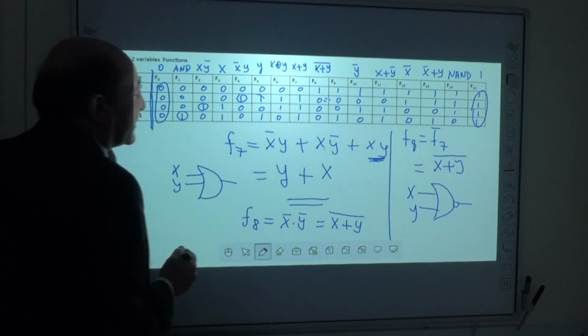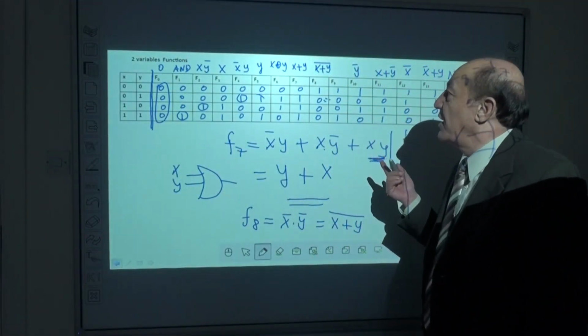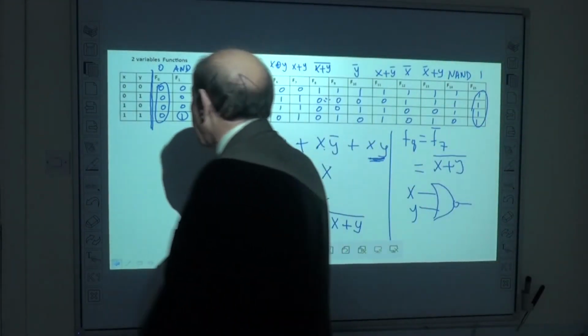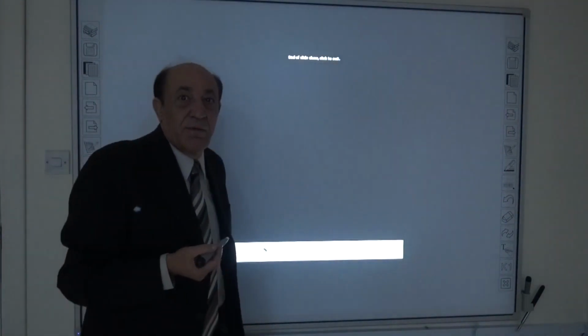These are the 16 functions that we can generate using two variables. For this day, thank you.